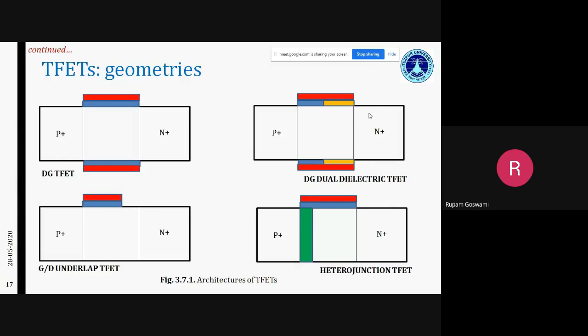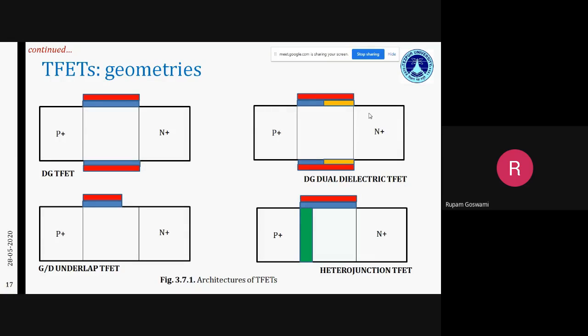Now, what is the reason for doing an underlap in a TFET? The device is quite beautiful with the full gate over the entire channel. So apparently there appears no necessity of doing an underlap. But this underlap will eliminate one of the problems in TFETs, which is ambipolarity. And this ambipolarity, or the ambipolar current, is the leakage current, or the current which is available when you are not operating your TFET in the operating regime.